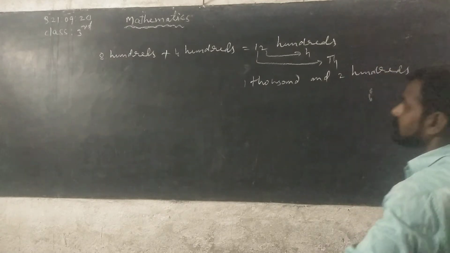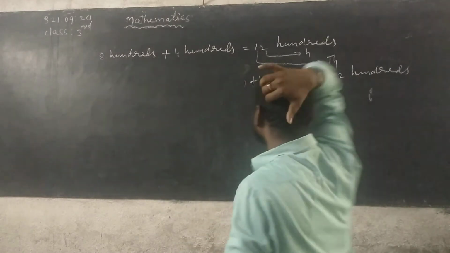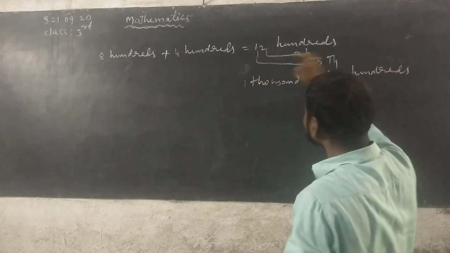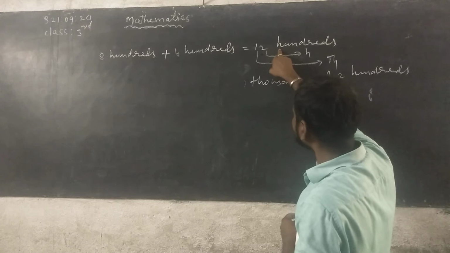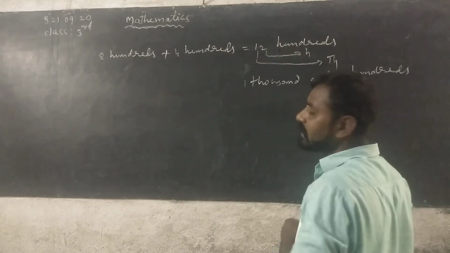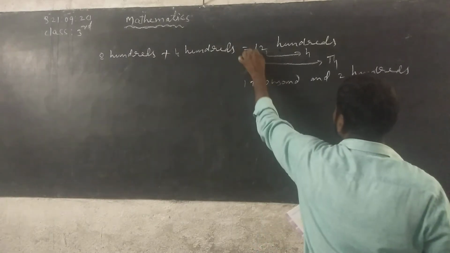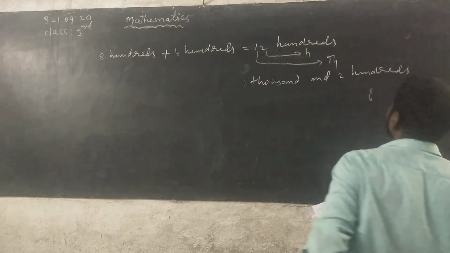Did you understand? 8 hundreds plus 4 hundreds, 8 plus 4, 12 hundreds. 12 hundreds means 2 is in hundreds place. So the remaining left side of the number, 1, is in thousands place automatically. So then it can be written as 1 is in thousands place and 2 is in hundreds place.